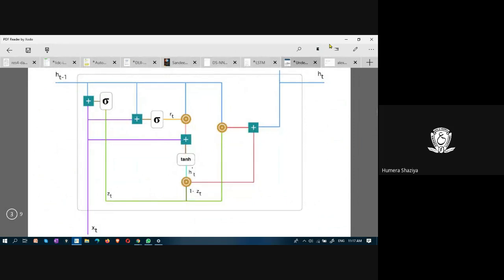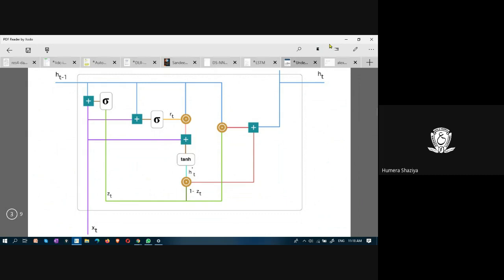This is the previous unit's output, h sub t minus 1, and h sub t is the output of this present unit. This input is fed, and some operation is performed between the input and the previous unit's output. And then this is sigmoid operation. You perform sigmoid operation.